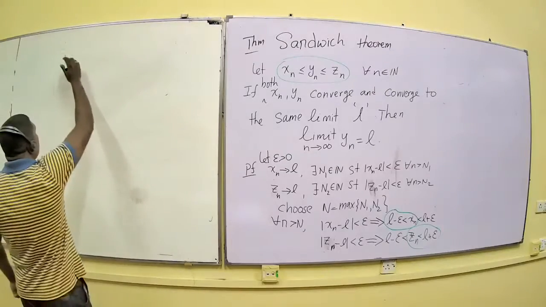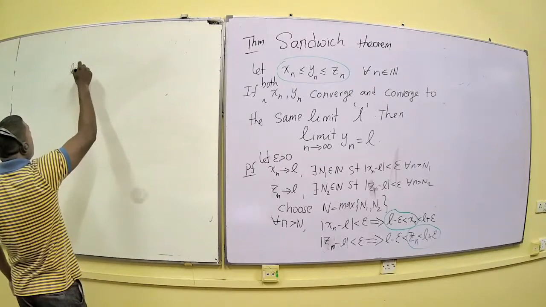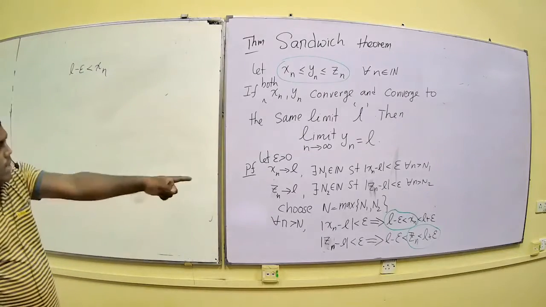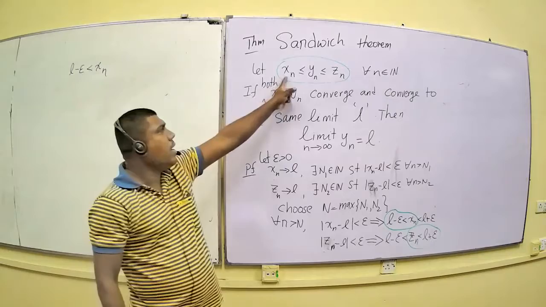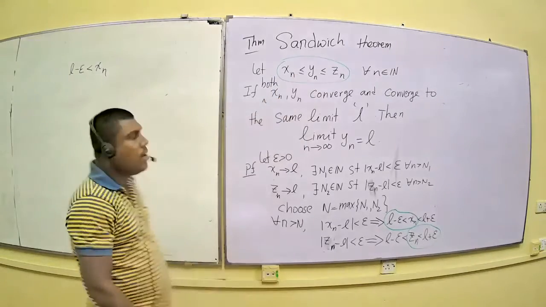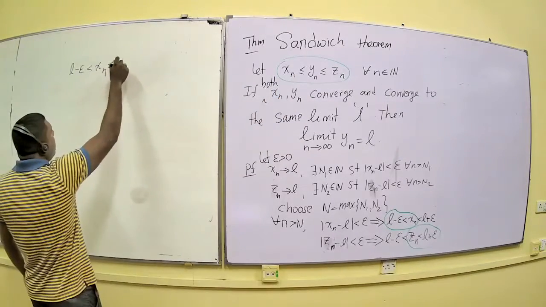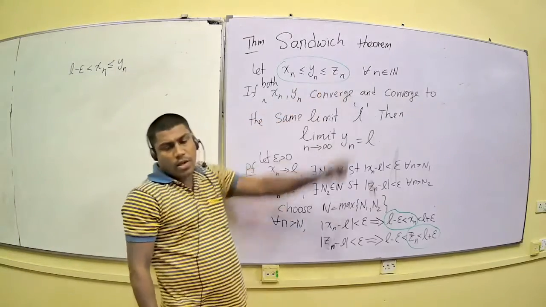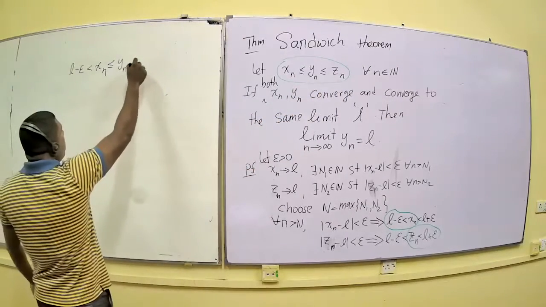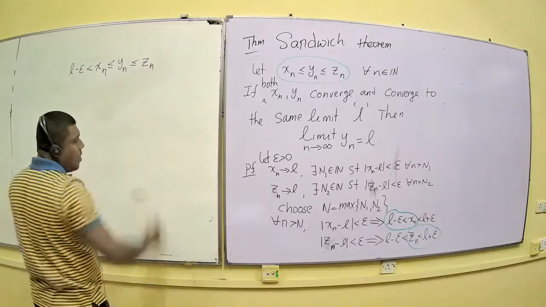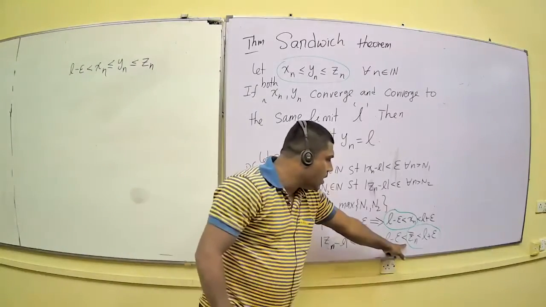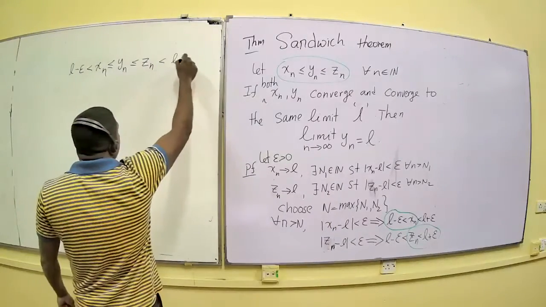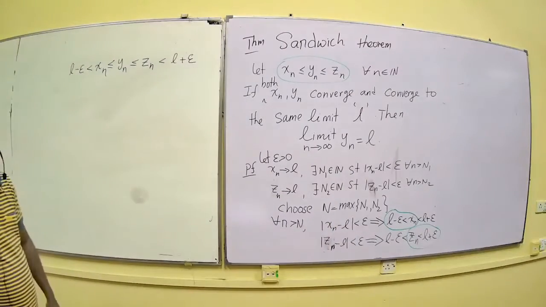So I will start with the first one. What I have is L minus epsilon is less than xn, right? But it says xn is less than or equal to yn. And again, it says yn is less than or equal to zn. But this inequality says zn is less than L plus epsilon. Okay.